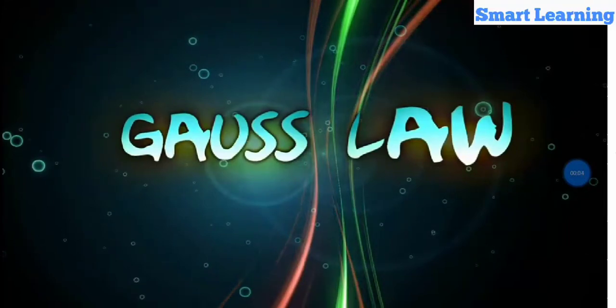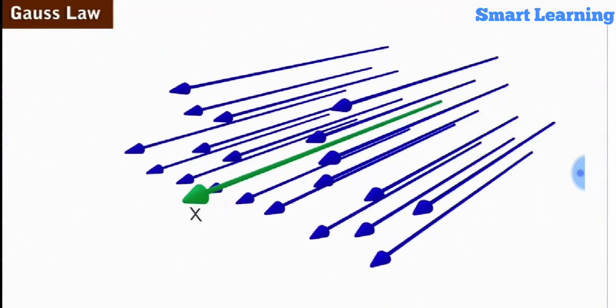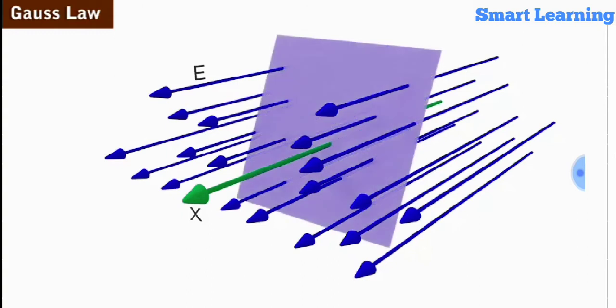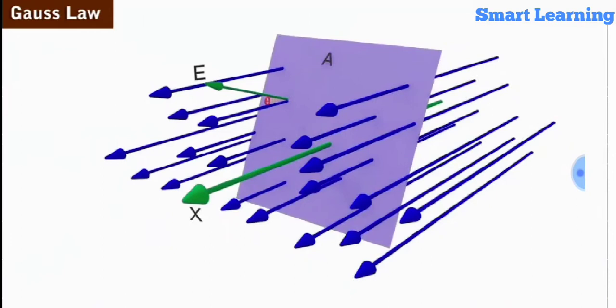Studying about the Gauss law. Let us assume a uniform electric field of strength E along the x-axis. Consider a rectangular surface of area A placed in the uniform electric field such that its axis makes an angle theta with the direction of the field.